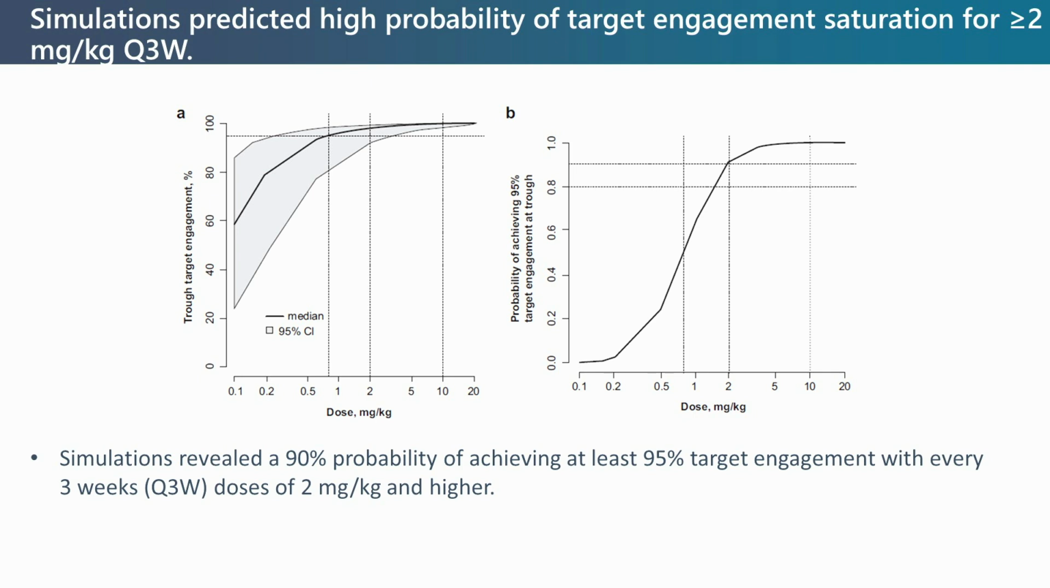The simulations predicted a high probability of saturating target engagement with every 3-week doses of 2 milligrams per kilogram and higher. 2 milligrams per kilogram has since been tested in larger randomized trials in advanced melanoma and non-small cell lung cancer. This facilitated the approval of pembrolizumab for both indications.